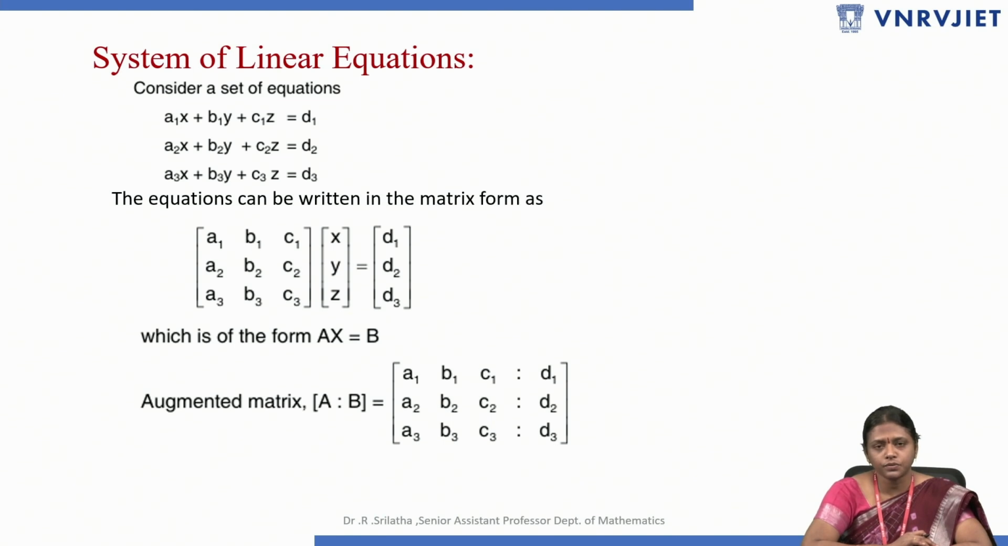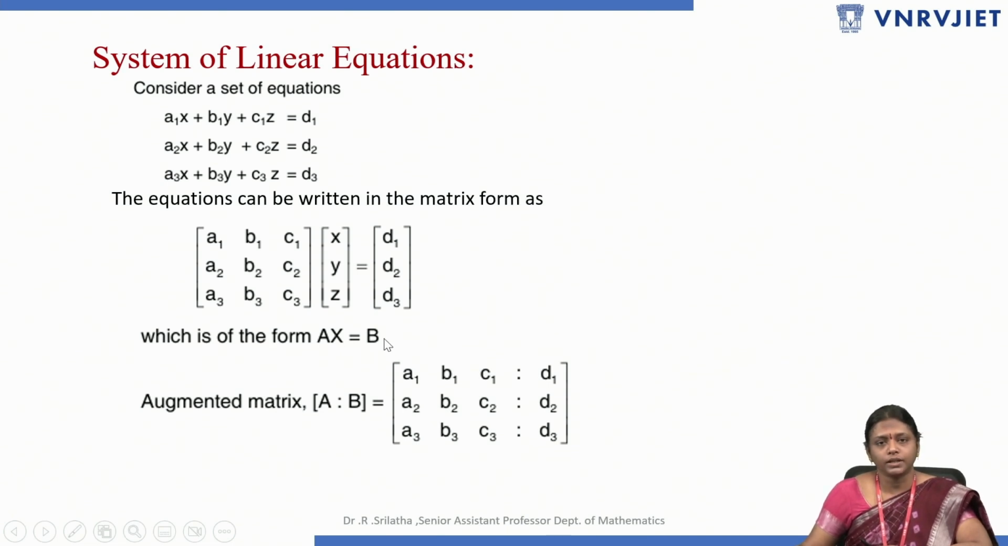Now the first step is we write the given system of equations in the form capital AX is equal to B. You write the given equations in matrix form here. So what are the coefficients of x, coefficients of y, coefficients of z? A1, B1, C1, A2, B2, C2, A3, B3, C3, and then x, y, z, with respect to the constants d1, d2, d3. So this is in the form AX is equal to capital B.